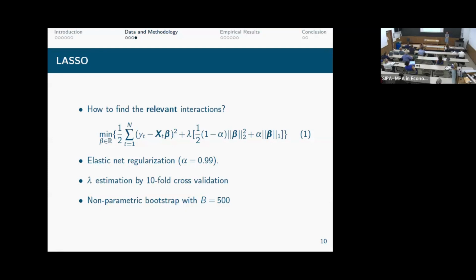In Lasso, it might be problematic if you include too many correlated variables, and Lasso can have a tendency to select one variable in one trial and another one in another trial. So to get rid of the jittering problem, here we include a little bit of elastic net regularization. And lambda is estimated by tenfold cross-validation. And again, to tackle the jittering problem and to make sure that Lasso is selecting the true set of variables, we are doing a non-parametric bootstrap with 500 bootstrap replications and seeing how probable the selection of the same set of variables is across different bootstrap replications.